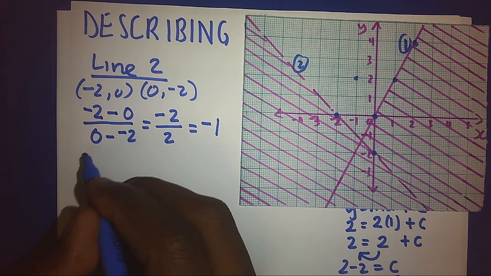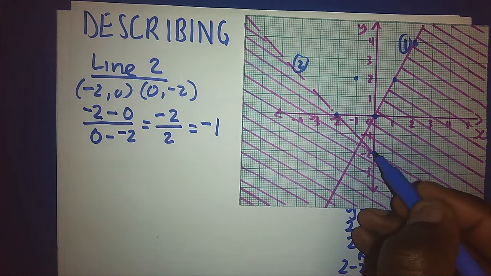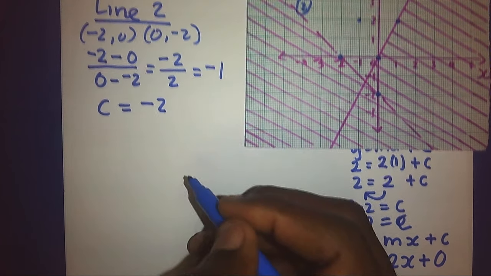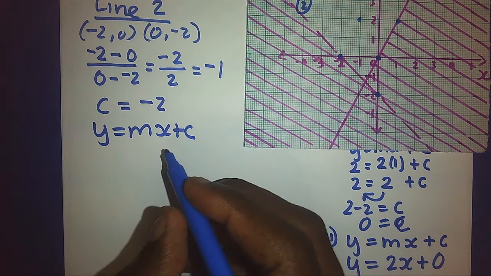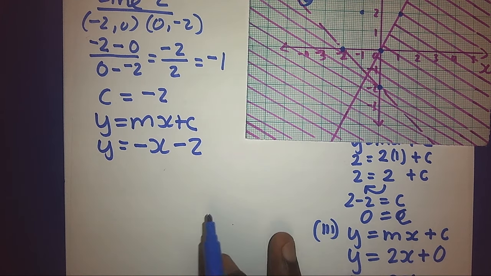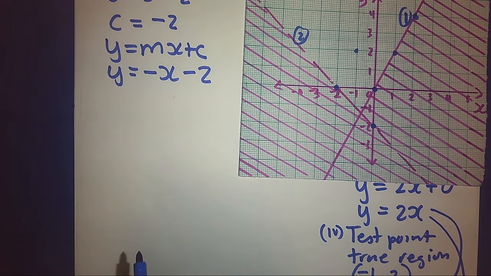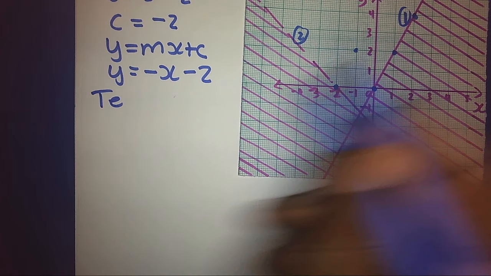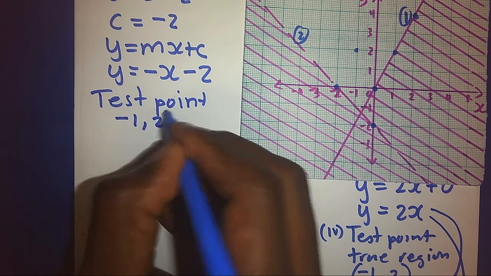Step 3, I need my y-intercept. And if you look at our line, it is crossing at negative 2. So straight away, my c will be negative 2. Hence, I replace in my y is equal to mx plus c so that I get the equation. And my equation will be negative x minus 2. After getting our equation, we shall have to get a true test point so that we can find the inequality sign. I will use the same test point, negative 1, positive 2, because it is in the true region.